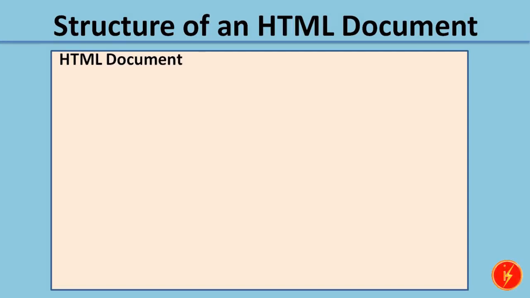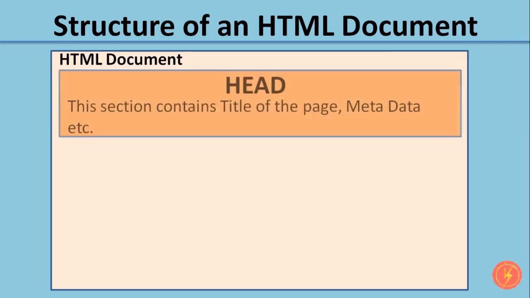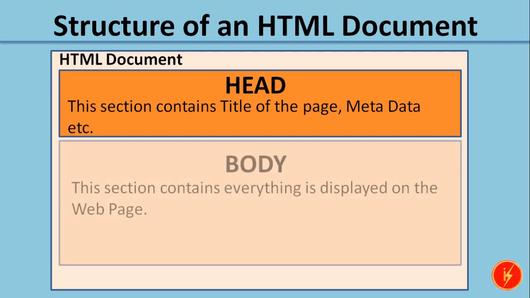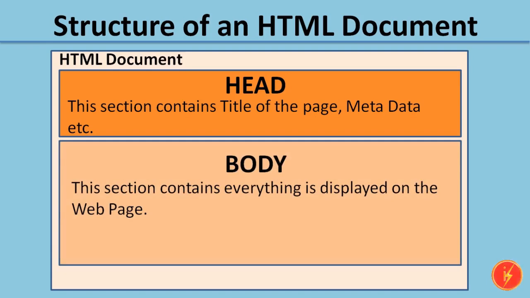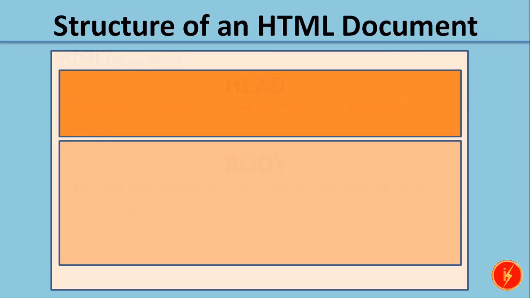Next, structure of an HTML document. An HTML document mainly consists of two sections, head section and body section. Head section contains the title of the page, metadata, etc. Body section contains everything that is displayed on the web page. Let's have a look at these sections with tags.